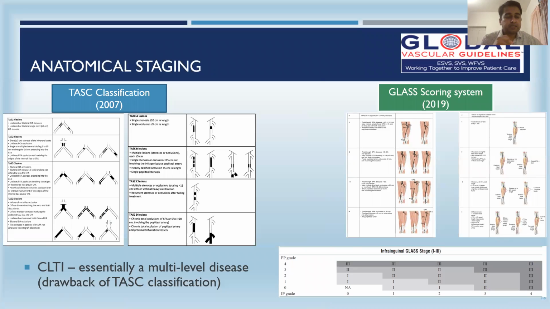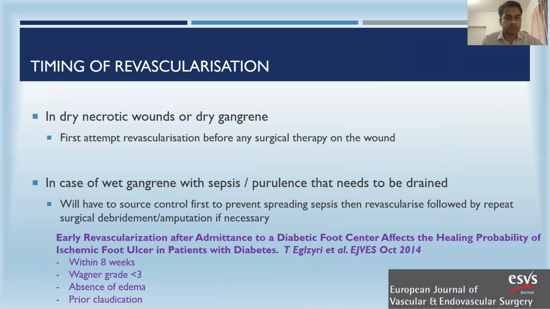Again, there are various anatomical staging systems. I'm not going to elaborate, but they include TASC and GLASS, and the higher the stage, the more complex the lesion. One important thing I want to stress is the timing for revascularization. If a patient has dry necrotic wounds or dry gangrene, it's best not to put a knife on this patient before doing the revascularization.